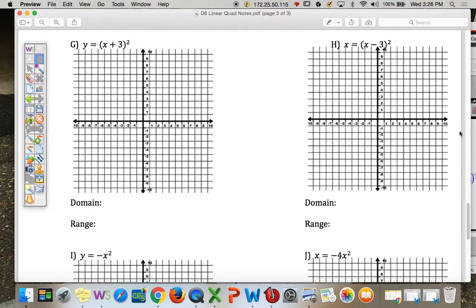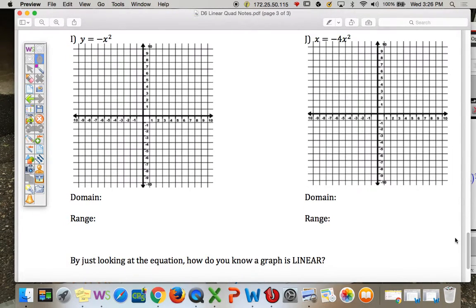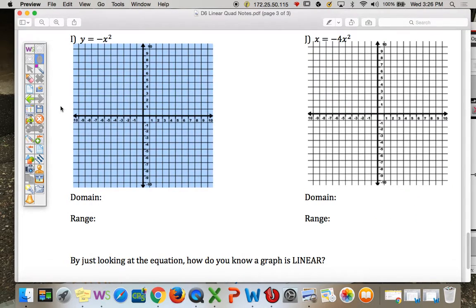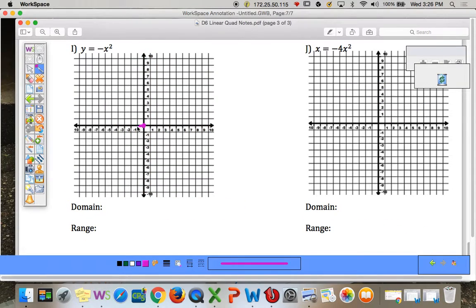Okay, last two. What about if we have negative x squared? Let's take a look at that. So let's graph negative x squared. And that flips it upside down. So that's going to change our range here. Domain, all real numbers. The arrows keep going. But the range, y is less than or equal to 0.